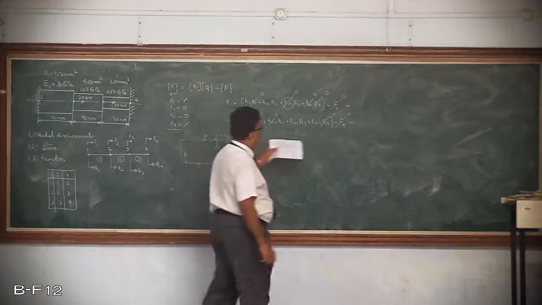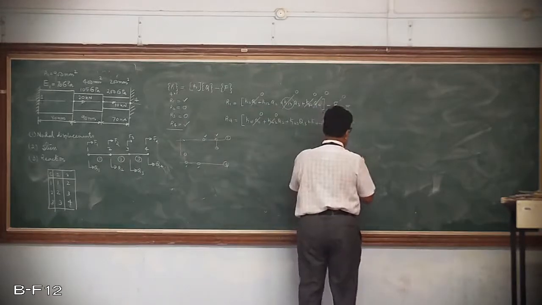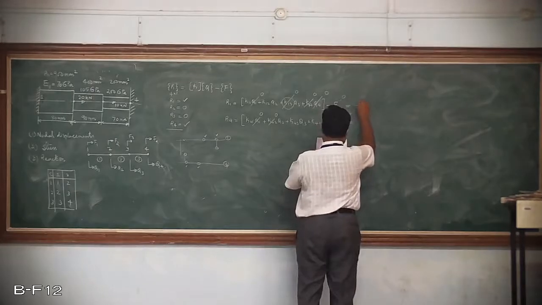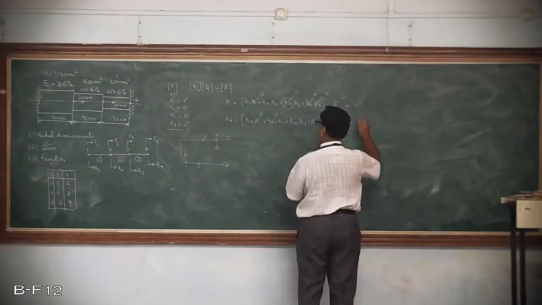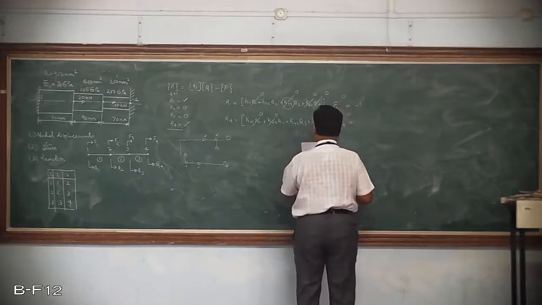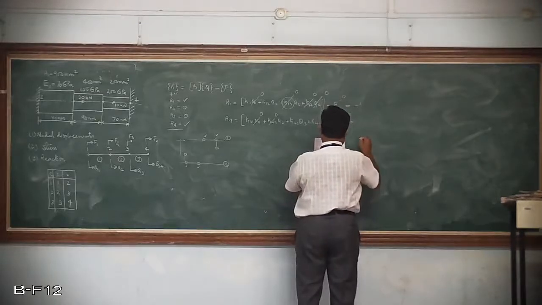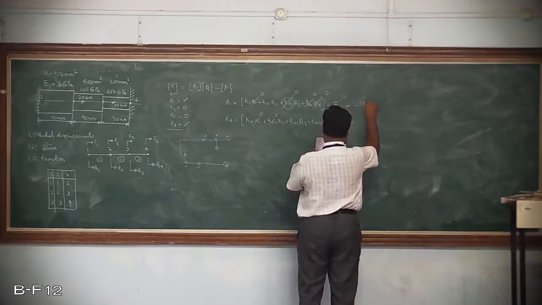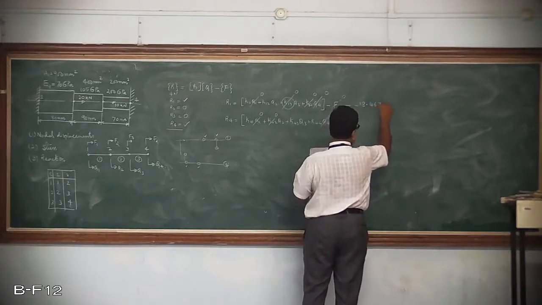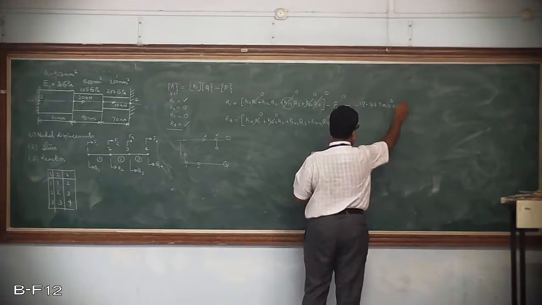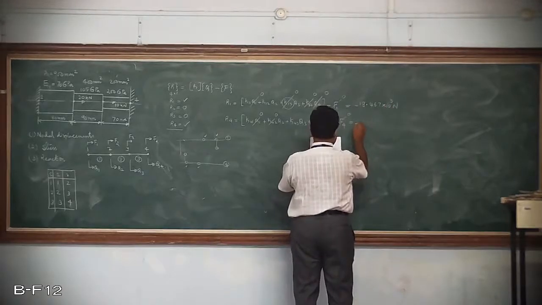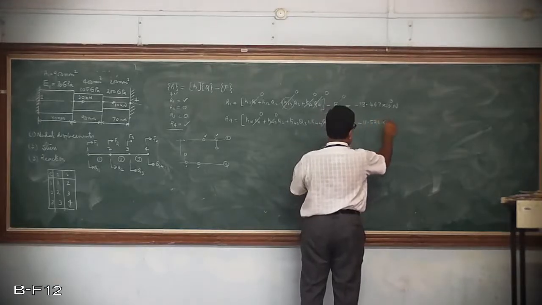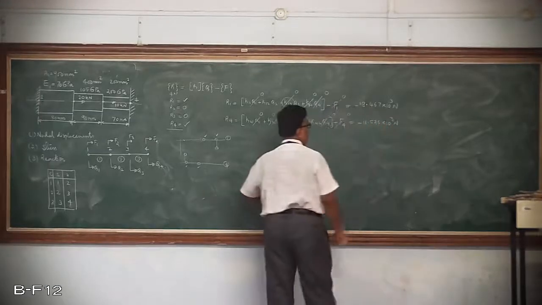So when you solve these equations, the reaction you will get is automatically a minus reaction. As I told you, this comes out to be 18.467 into 10 raised to 3 Newton. And when you solve the other one, 525 into 10 raised to 3 Newton. This is what you will get.